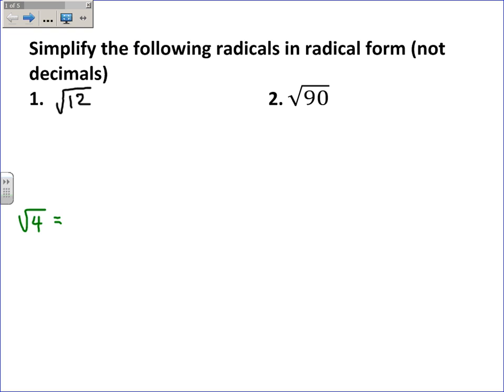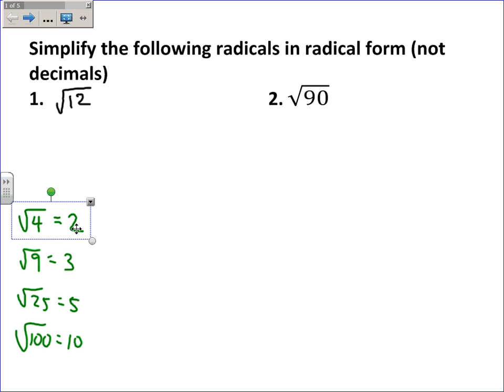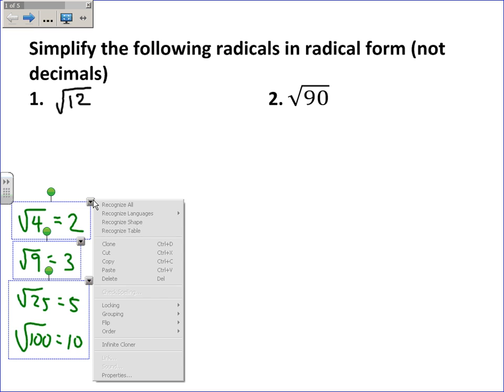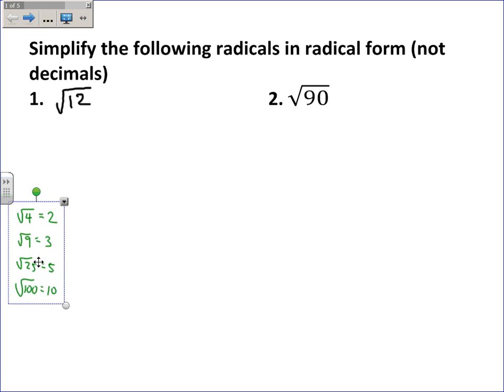Like the square root of 4 is 2, the square root of 9 is 3, the square root of 25 is 5, square root of 100 is 10. You get the idea. So when we have the square root of a perfect square, it gets pretty easy for us to simplify it. So we're looking for perfect squares as we are simplifying.